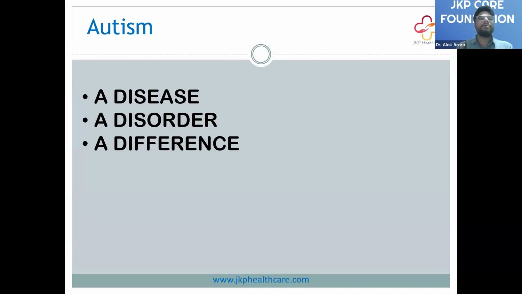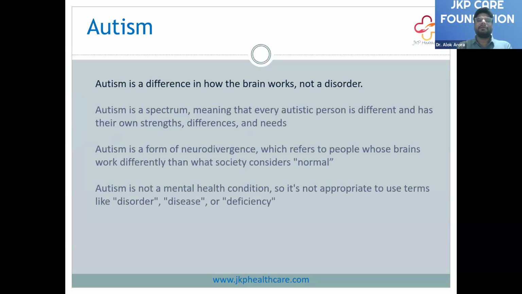So now let me justify my statement here. Autism is a difference in how the brain works. It is not a disorder. It is not a mental disease, a mental disability or a disease. Autism is a spectrum, meaning that every autistic person is different and has their own strengths, differences, their own needs. Please underline this, that they have their own strengths as well. They have differences and their needs are different.